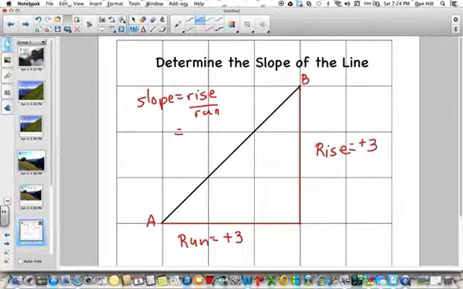So my slope is equal to my rise over my run. Make my substitution, where my rise is a positive 3 and my run is a positive 3. A positive over a positive is just a positive number, and 3 divided by 3 is 1. So my slope here is in fact 1.